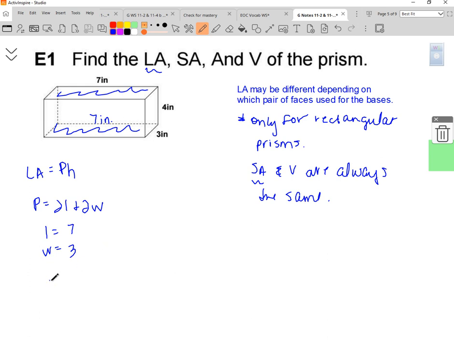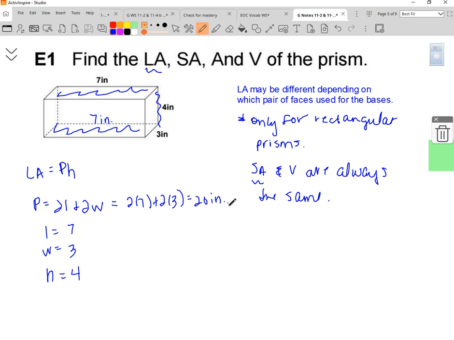What is the height of this? Let's go do the height. What's the height of this prism? So 4. They only give you 3 numbers, right? The height is 4 inches. The height is the distance between the two bases. The perimeter is 2 times 7 plus 2 times 3. The perimeter of the base is 20 inches.